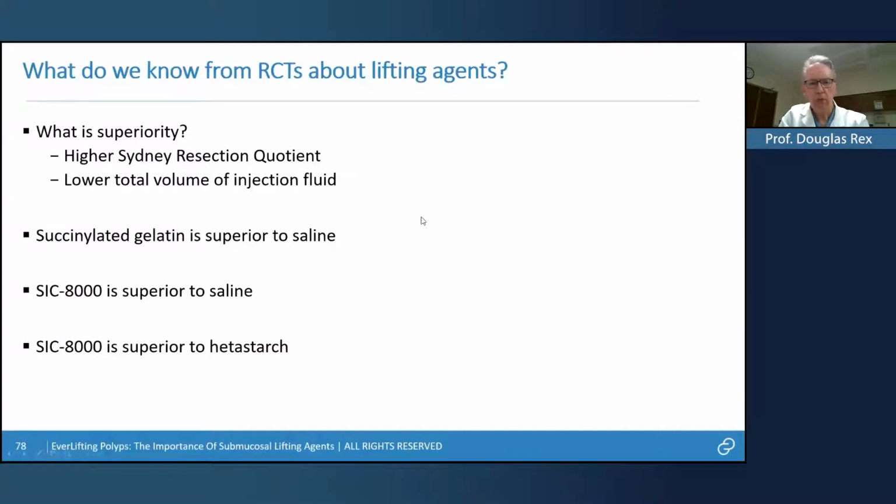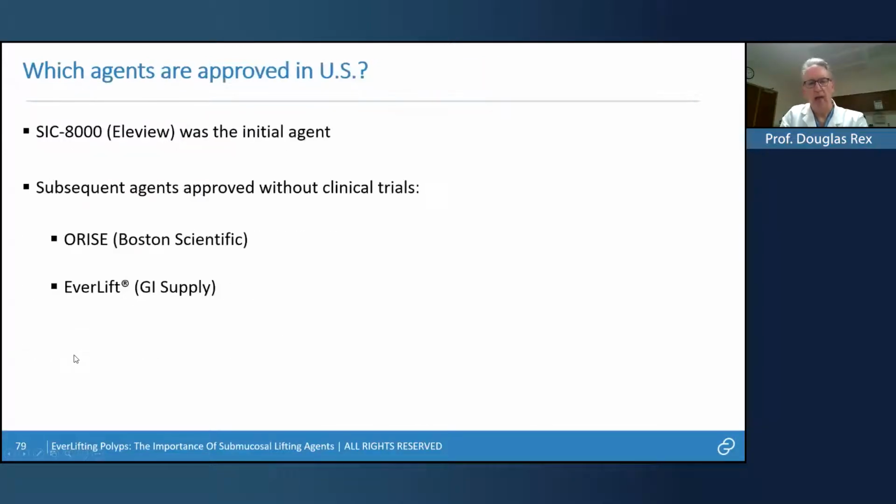In terms of what we know about lifting agents, we don't have a lot in the way of randomized controlled trials. Succinylated gelatin has been shown to be superior to saline. SIC 8000, which is marketed in the US as Elevview, is superior to saline. And in our study, it was superior to hetastarch. In the US, these agents are approved as devices.